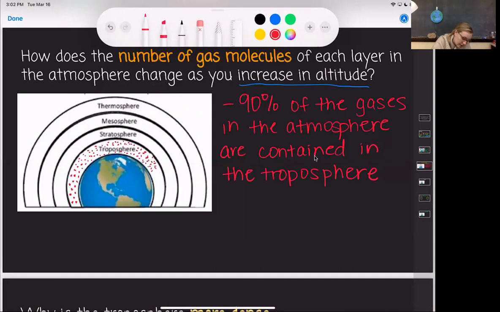Okay, so all these gas molecules are there. They're all packed very tightly. They're being used by organisms. They're being exchanged. And as you move out in the layers, you get even fewer gas molecules. There's going to be a little bit less in the stratosphere, and then even less in the mesosphere.